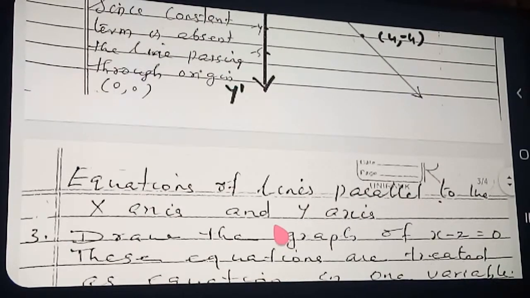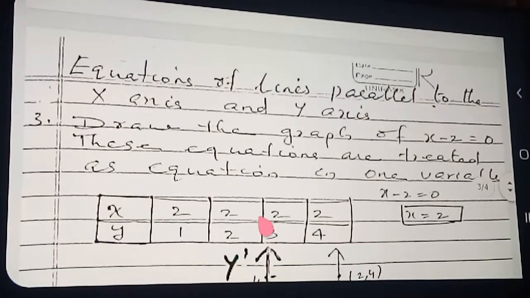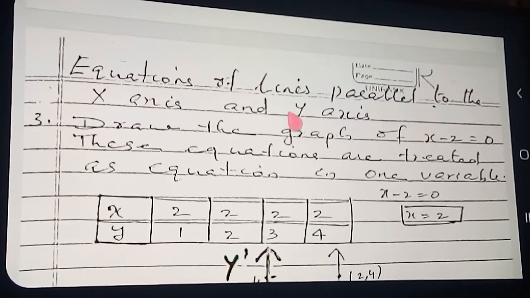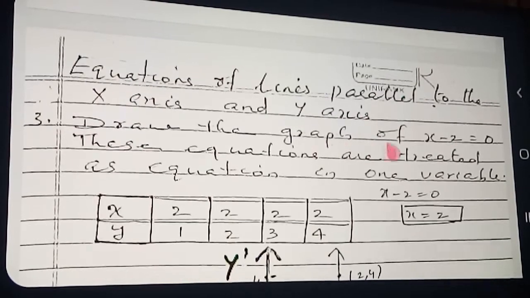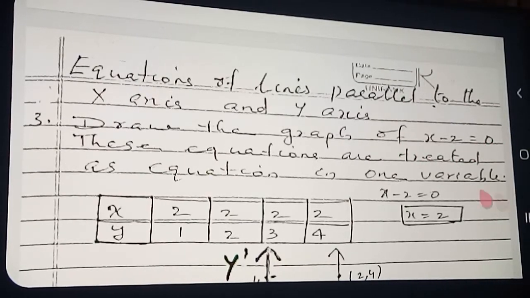Now we will explain another type: equations of lines parallel to the x-axis and y-axis. Here also you can see the peculiarity. Draw the graph of x minus 2 equal to 0. Can you say which term is absent? Y term is absent.